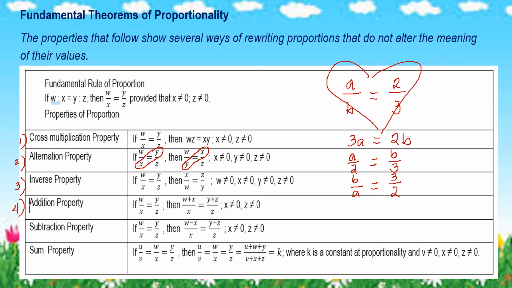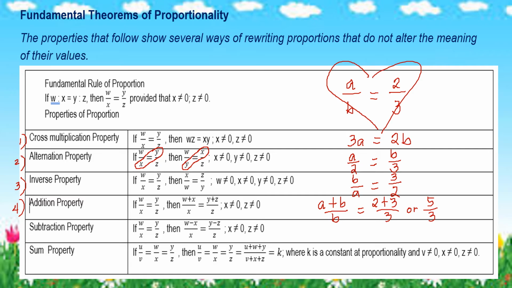So in our given example, a is to b is equal to 2 is to 3. If we will rewrite it using addition property, it becomes a plus b is to b is equal to 2 plus 3 is to 3, or simply 5 is to 3.